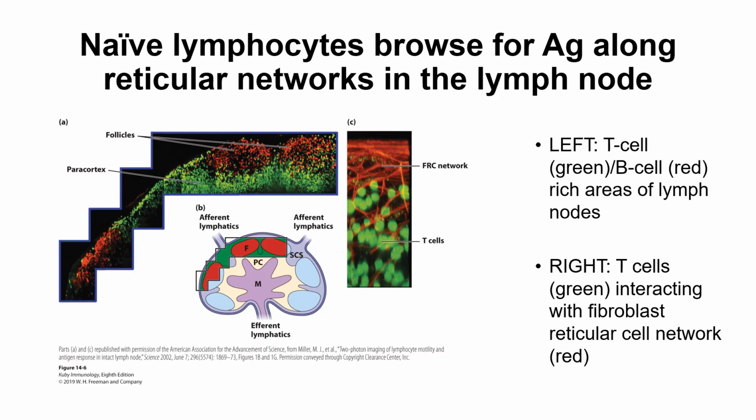So these naive lymphocytes, once they come into the lymph nodes or spleen, browse for antigen along these reticular networks in the lymph nodes. So the follicles are kind of in the red stain in this particular fluorescence image up here at the top, and the paracortex is the T cell zone. That's where you're going to see those green highlighted T cells. And then C is just kind of an enlargement. So you can actually see that the FRC network, the fibroblast reticular cell network, actually forms this mesh-like structure.